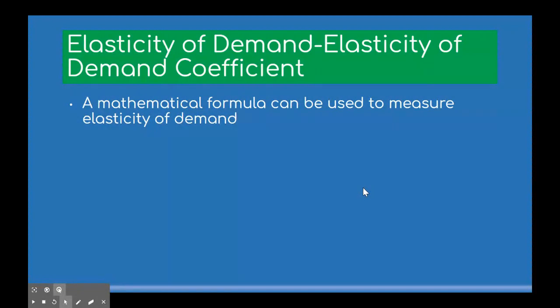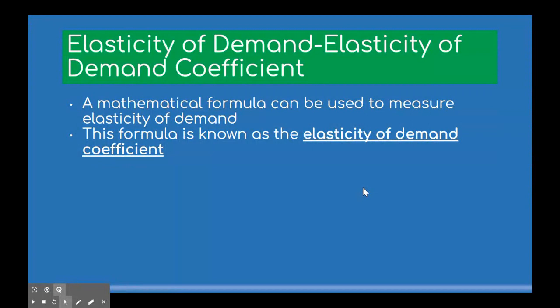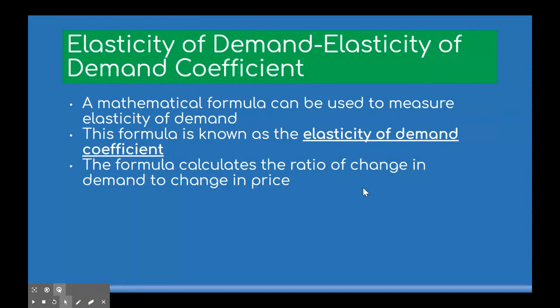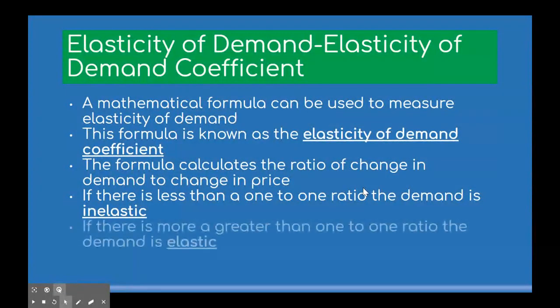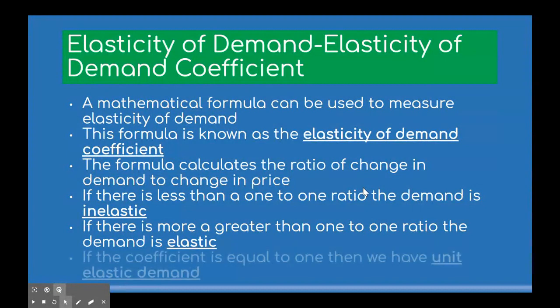A mathematical formula can also be used to measure the elasticity of demand. This formula is known as the elasticity of demand coefficient. The formula calculates the ratio of change in demand based on the change in price. If there is less than a 1-to-1 ratio, then usually that means the demand is inelastic. If there is more or greater than a 1-to-1 ratio, then that means the demand is elastic. If the coefficient is equal to 1, then we have what we call unit elastic demand.